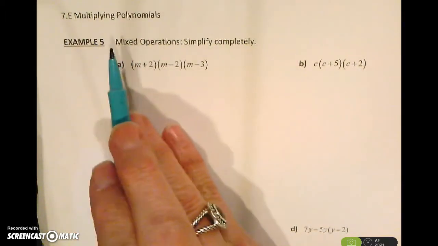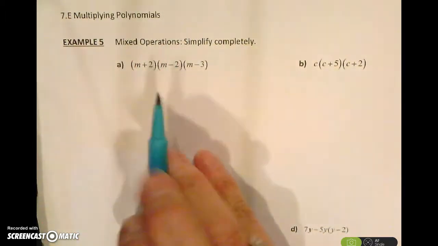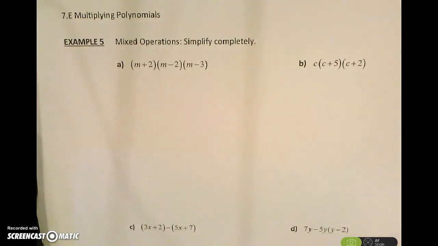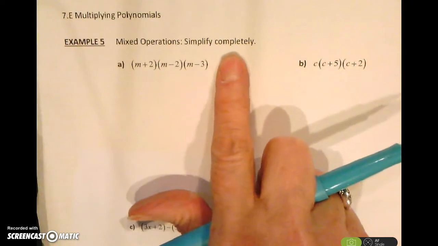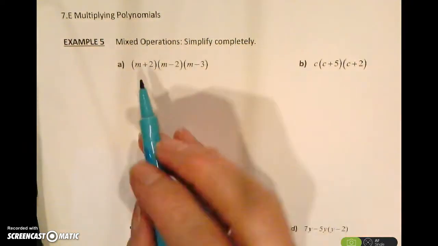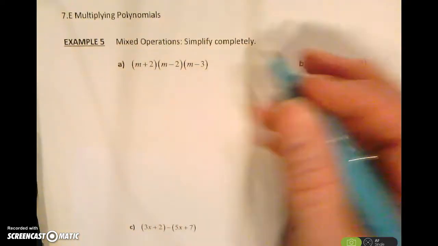Example 5, we're going to be doing mixed operations. So what that means is every single one of these problems is going to be different. And our goal is to simplify completely. We have multiplication here, and it's multiplying 3 different binomials.